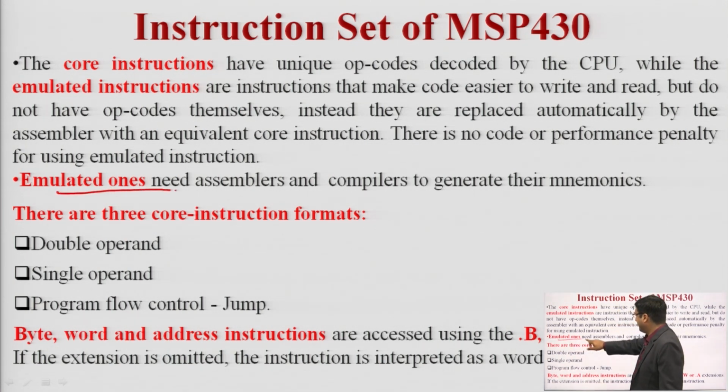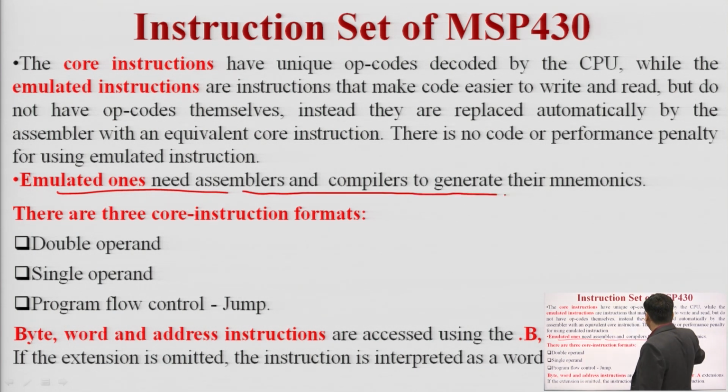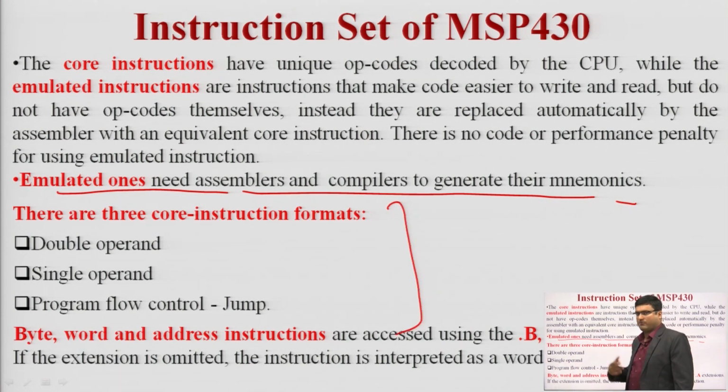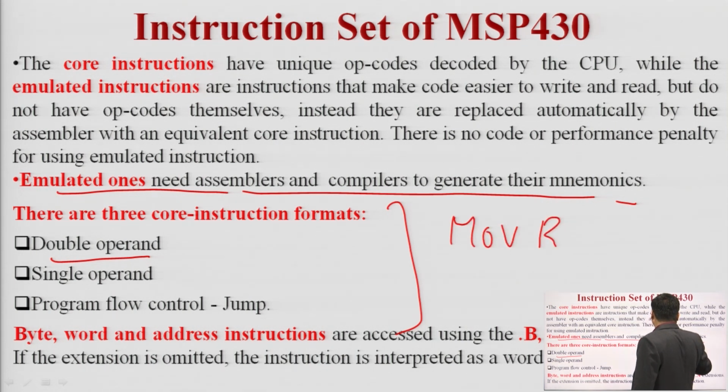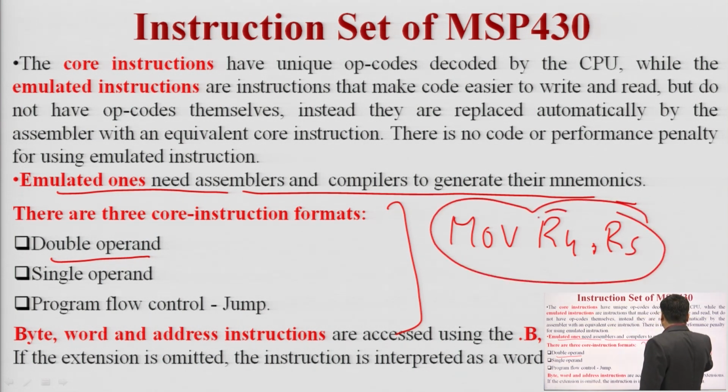The emulated ones need the assembler and compiler to generate their mnemonics. There are three formats of instructions in the MSP 430 microcontroller. First is the double operand, meaning two operands are available, as we have seen with MOV R4, R5, a source and a destination.